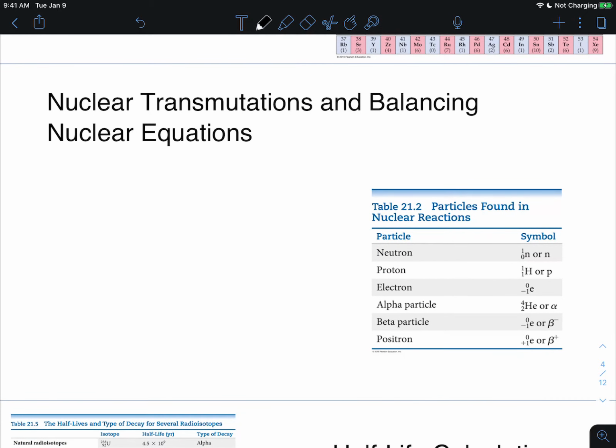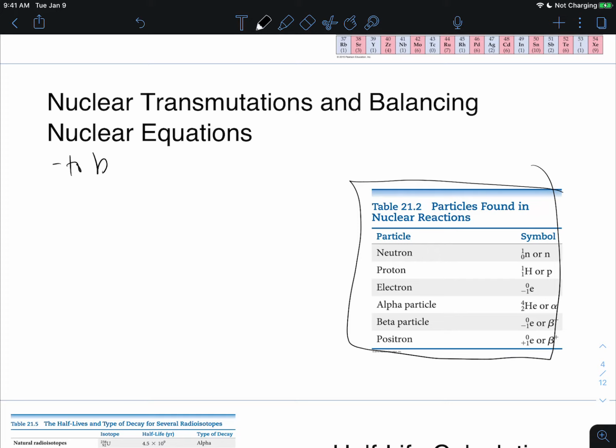Here are some of the particles that we're going to find in nuclear reactions, in those decay processes. You should be familiar with all the different types. So how we write a neutron, how we write a proton, how we write an electron, alpha particle, beta particle, and a positron. So you should be able to write each one of these, and they'll help when writing a nuclear equation. So writing those nuclear transmutations and balancing out the nuclear equations requires us to balance out the number of protons on both sides and the mass number on both sides.